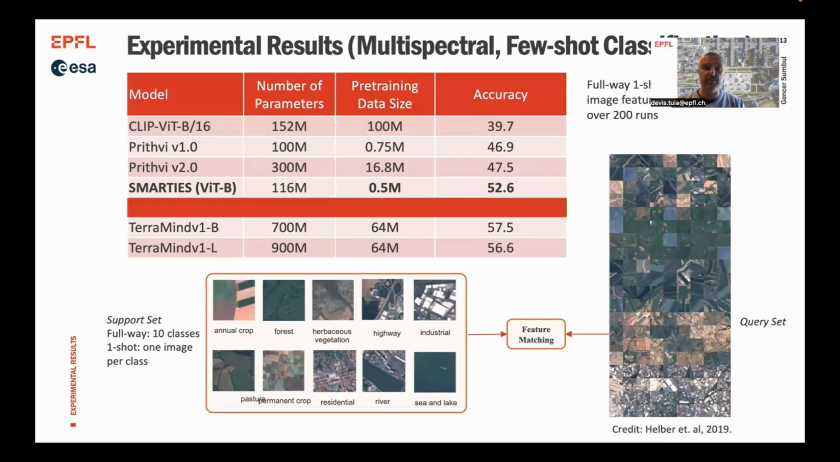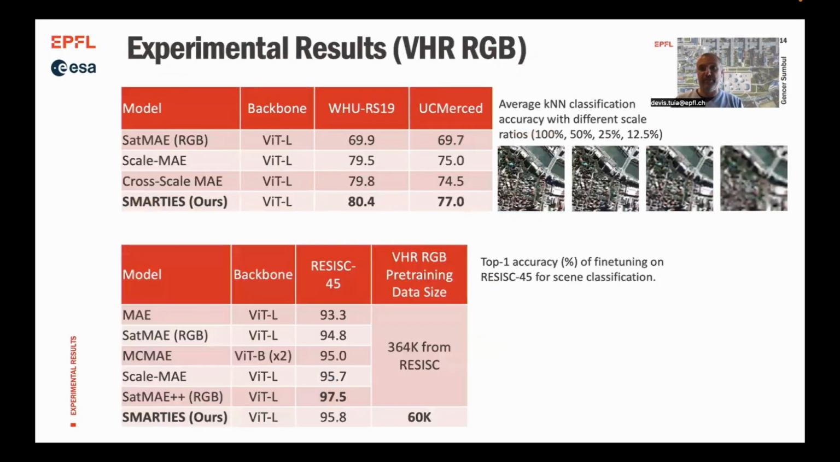a few percentage points. I attribute that to the fact that our pre-training data set is strongly smaller, so we're talking 500,000 images versus 64 million, or even the number of parameters of the model. So I would say for very small models like Smarties, we are doing a remarkable job.